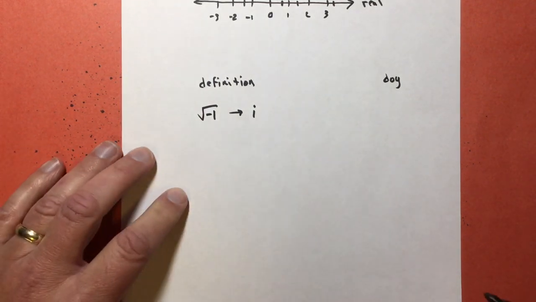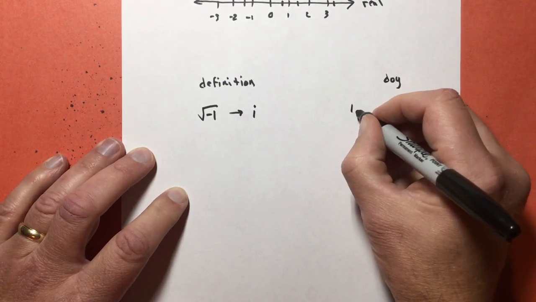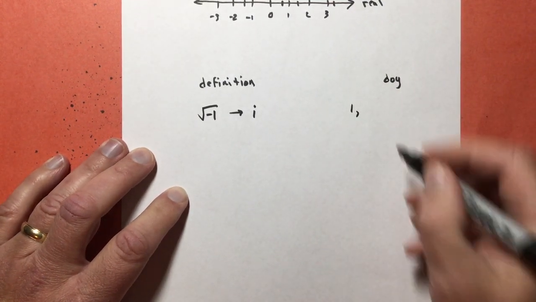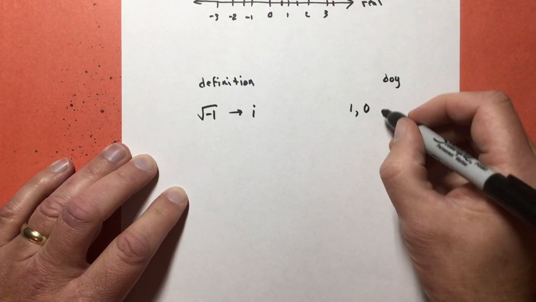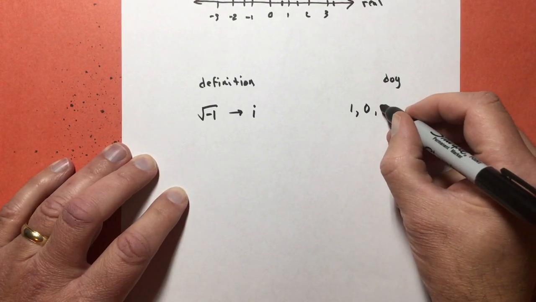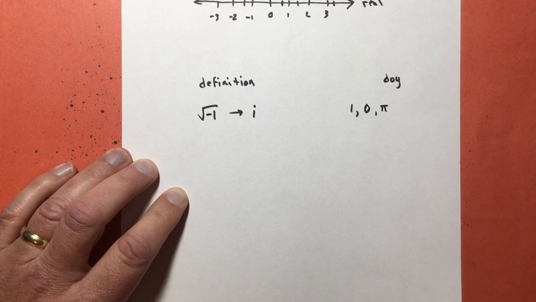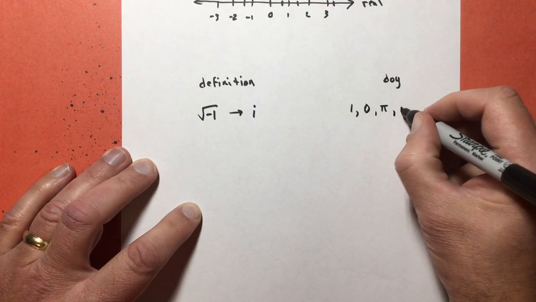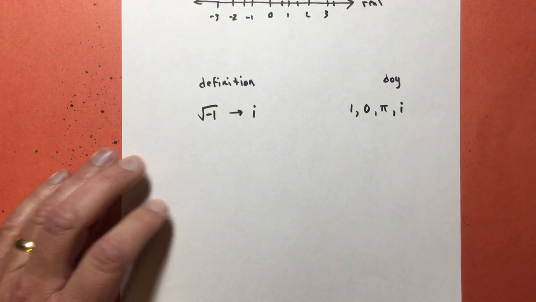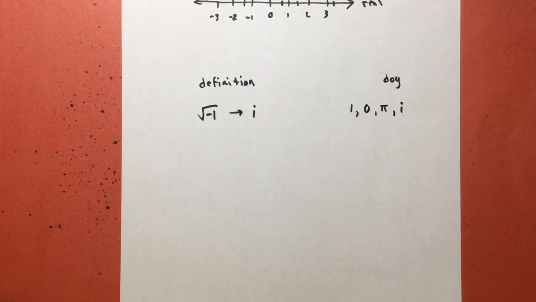What numbers am I talking about? The number 1, which is the multiplicative identity, the number 0, which is the additive identity, pi, which is the ratio of the circumference over the diameter of a circle, and now we have another number, which is i. The last one I'll talk about when we get to chapter 7.